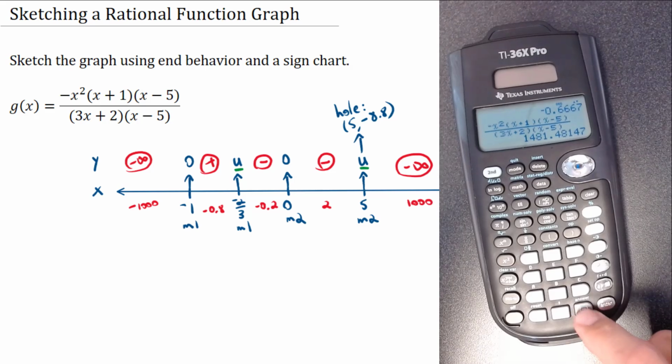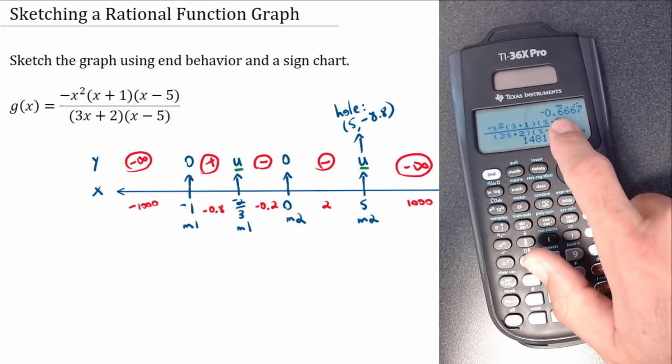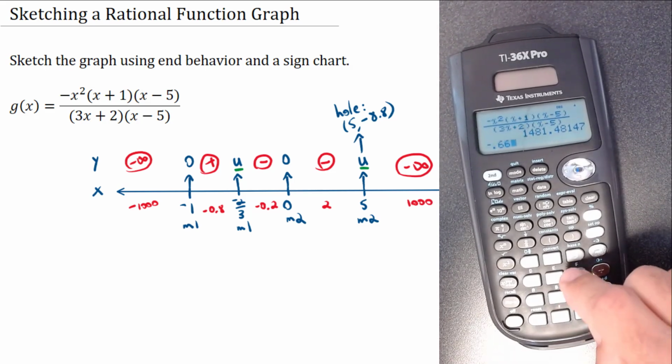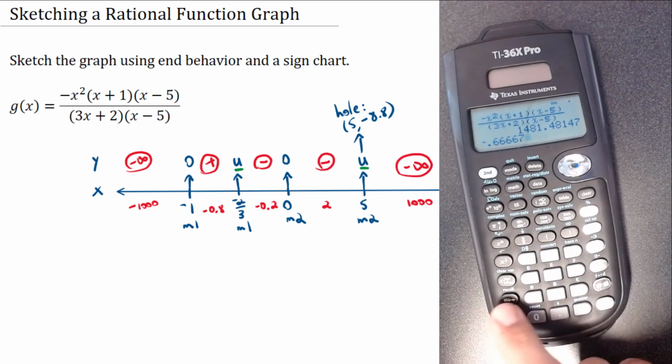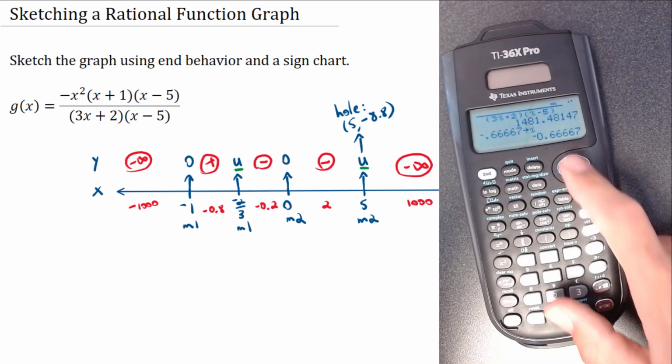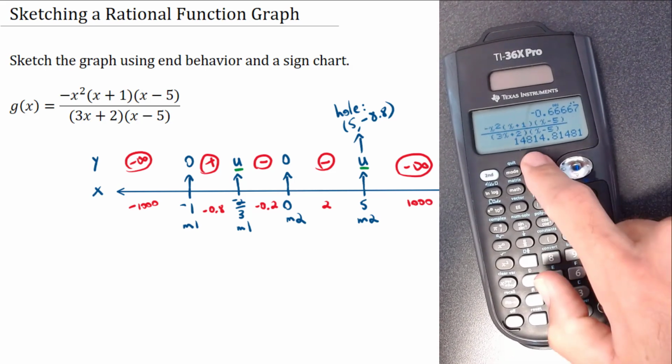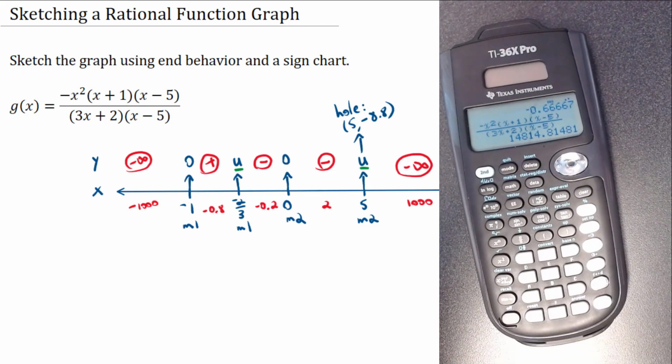Let's get even closer. Instead of 3 sixes, we'll do 4 sixes. Negative 0.6666 followed by a 7. Store x. Let's see if it can handle that. We get 14,000, an even bigger positive number.